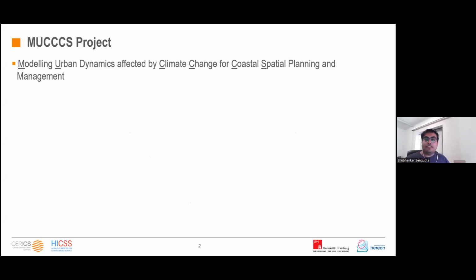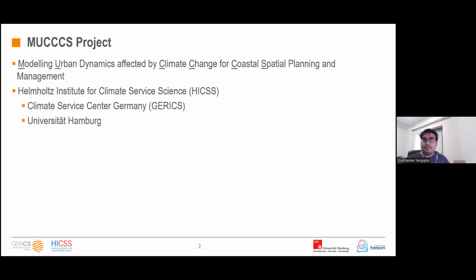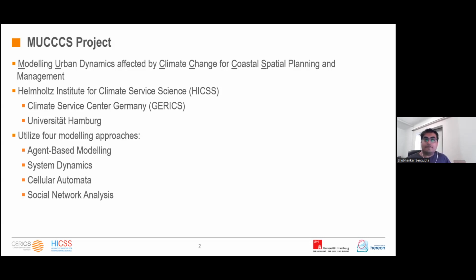It's a project carried out at the Helmholtz Institute for Climate Service Science, which is a cooperation between the Climate Service Center, JERIX, and the University of Hamburg. The idea of this project is to model the complex dynamics of coastal cities under climate change in order to plan adaptation strategies and support coastal climate services. So throughout the project, 4 modeling approaches will be used. And the model I'm presenting today is a demonstration of the first approach, agent-based modeling.